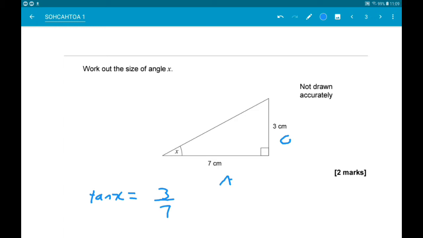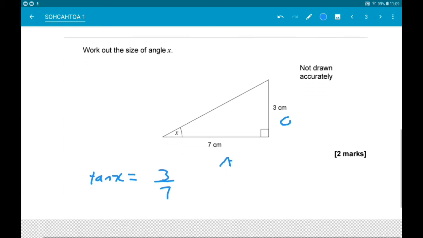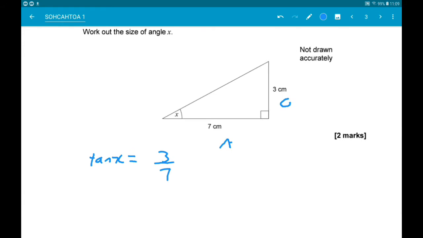Now whenever you are looking for angles, your final step is to take the inverse trig function of the number on the right. So on your calculator, press shift, tan, and then 3/7. So x is the inverse tan of 3/7. Now again, to 1 decimal place, we get 23.2 degrees.